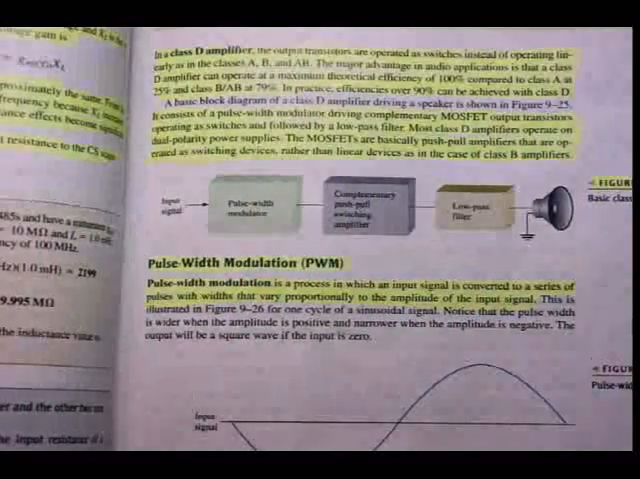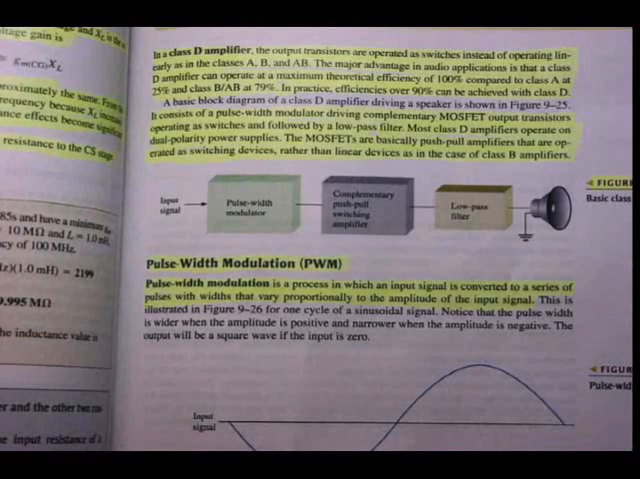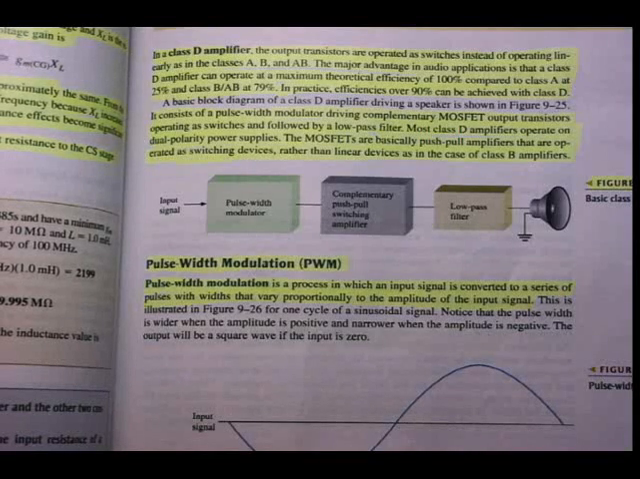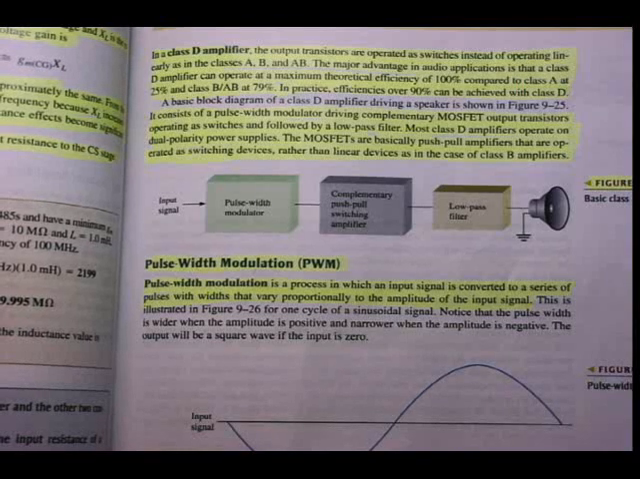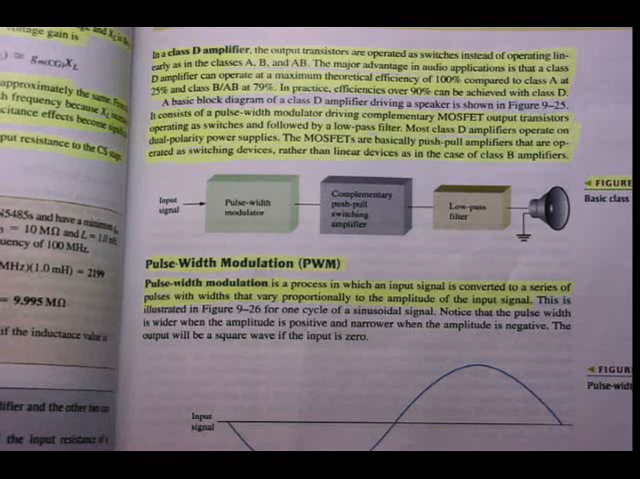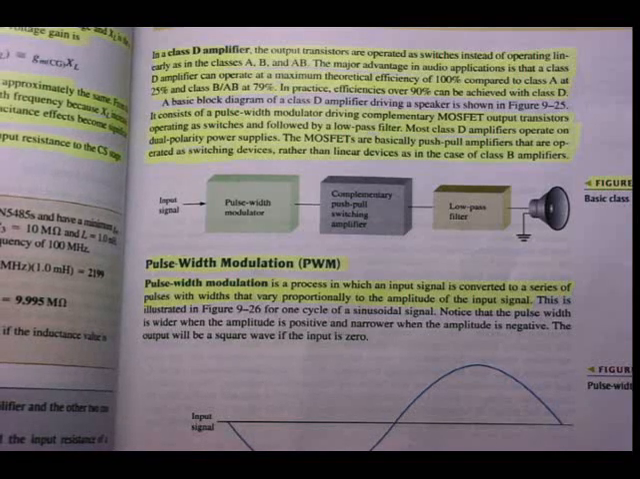All right, so I want you to underline, as I have done here in my book, Class D amplifier. In a Class D amplifier, the output transistors are operated as switches instead of operating linearly as in the Class A, B and AB amplifiers. Switches, of course, what do I know about a switch? A switch is either on or a switch is either off. No? So it's conducting fully saturated or it's off, there's no conduction. All right, let's see how this works.